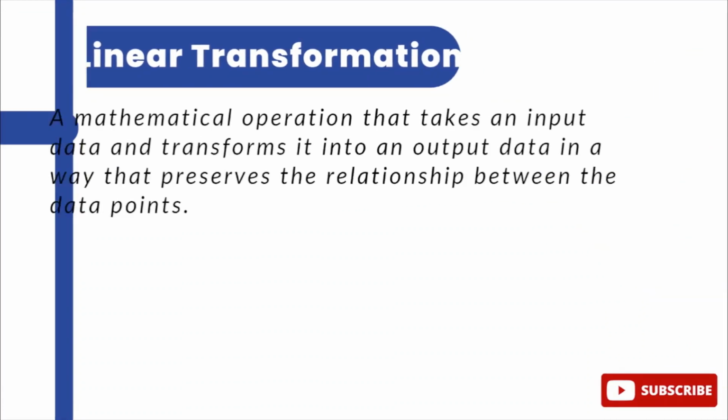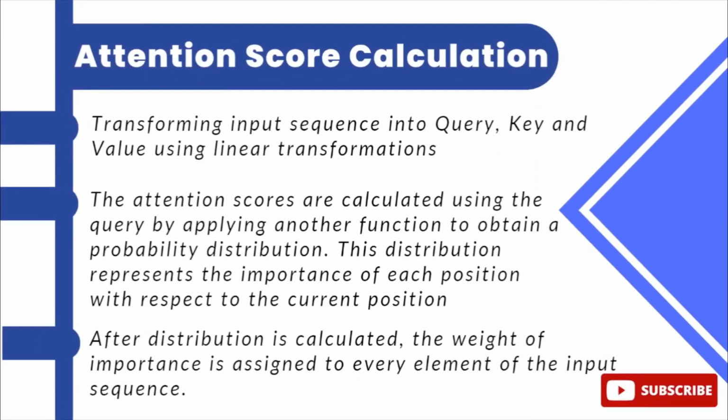Now let's move back to the attention score calculation. The query component is used to find the relevance of each position in the input. The key component is used to compare the query to each position, and the value component is used to construct the final representation of the input. Now, once that is done, the attention scores are calculated using the query by applying another function to obtain a probability distribution. So a softmax function is applied to identify the probability distribution as well.